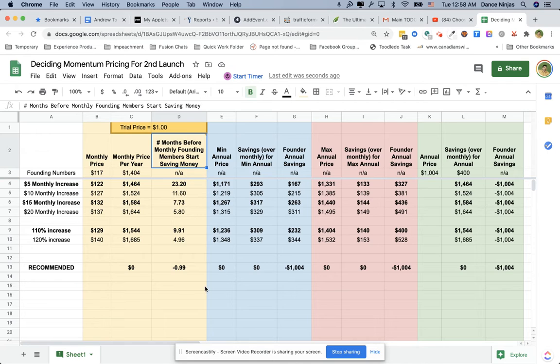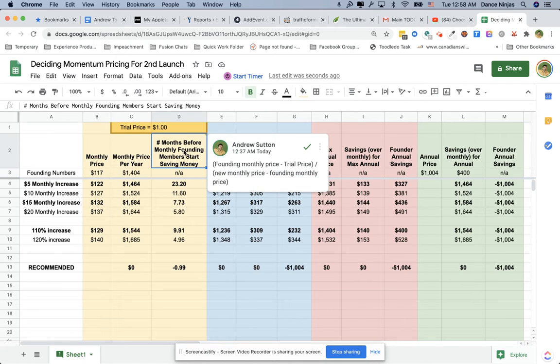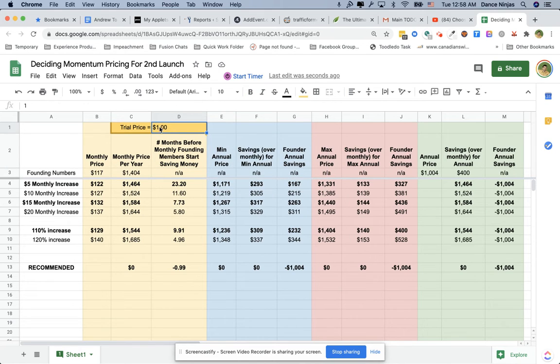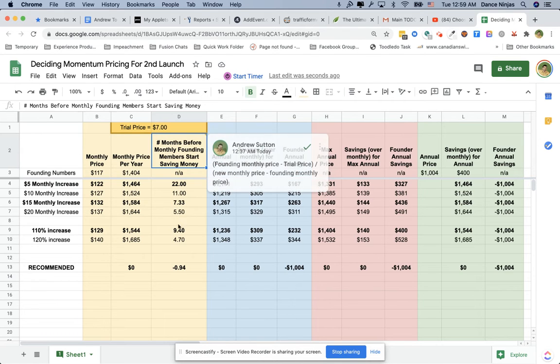So you could make a dollar trial and see how that affects things, although I don't think it'll affect things too much. The only real thing it's going to affect is here: the number of months before the monthly founding members start saving money, depending on the price here. If it's only $1 compared to $7, it's not going to change much. You can see this is over 23 months, basically 24 months, and 12 months, 8 months, 6 months, versus if you go to $7, it's 22 months, 11 months, 8 months still, and still 6 months. So not much changes there.